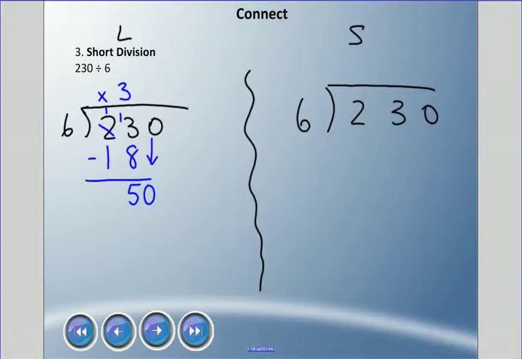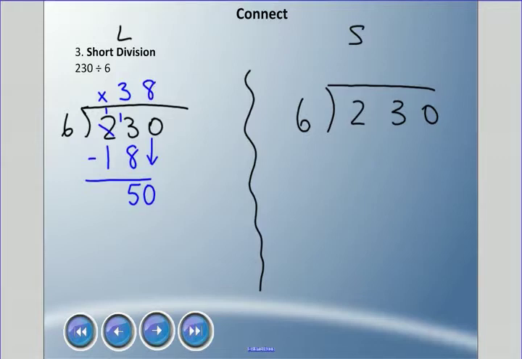And so how much can 6 go into without going over 50? Well, 6 times 10, that's definitely over. 6 times 9, that's 54, that's over. So 6 times 8, 48, that's the best one we got.